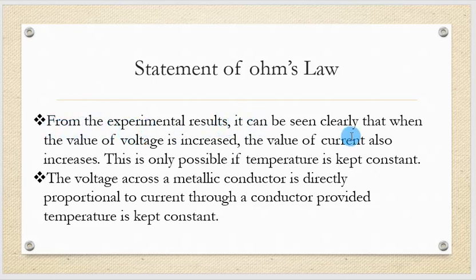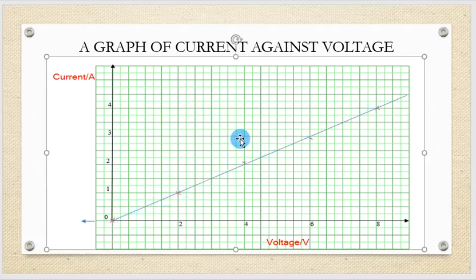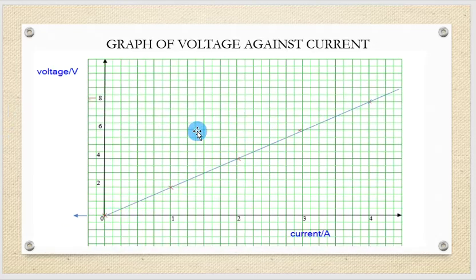So from the experimental results, it can be seen clearly that when the value of voltage is increased, the value of current also increases. Okay, so let's see if that is true. According to the way the line is rising, we can see that when the voltage is increasing, the value of current is also increasing. That's the reason why the graph is rising like that. Or if we use the other graph, we can still see that when the voltage across the resistor is increasing, the current is also increasing, and that's why the graph is rising like that.